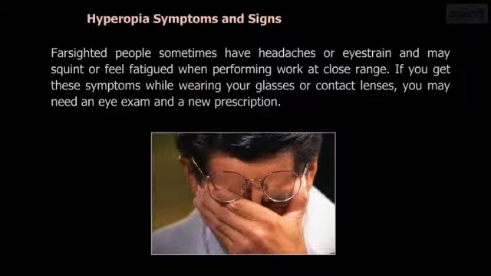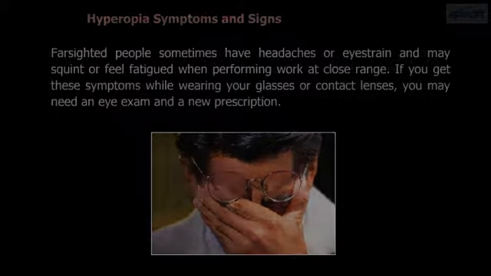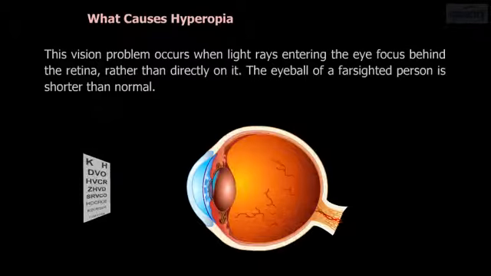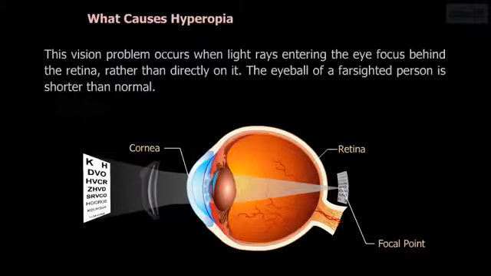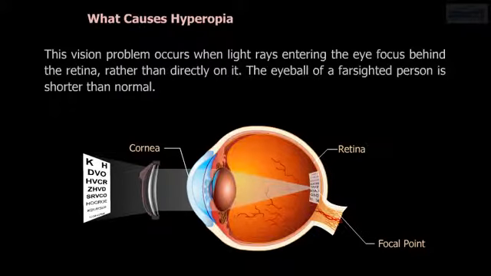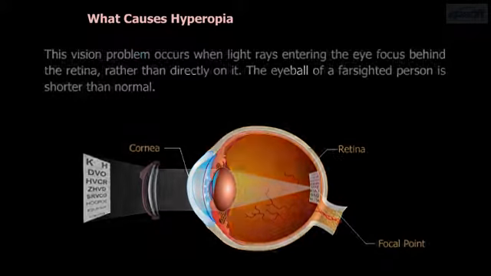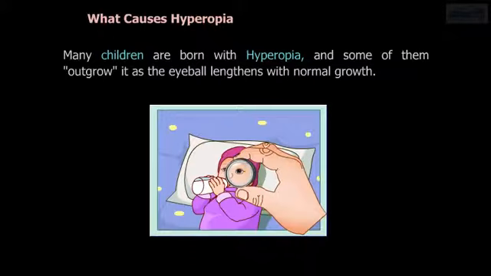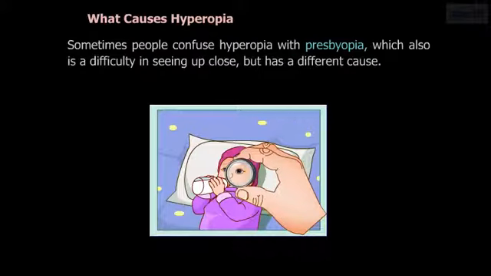What causes hyperopia? This vision problem occurs when light rays entering the eye focus behind the retina rather than directly on it. The eyeball of a farsighted person is shorter than normal. Many children are born with hyperopia and some of them outgrow it as the eyeball lengthens with normal growth. Sometimes people confuse hyperopia with presbyopia, which also is a difficulty in seeing up close but has a different cause.